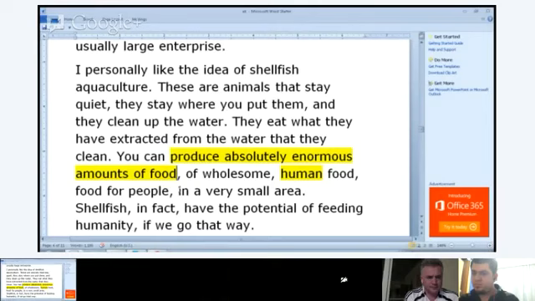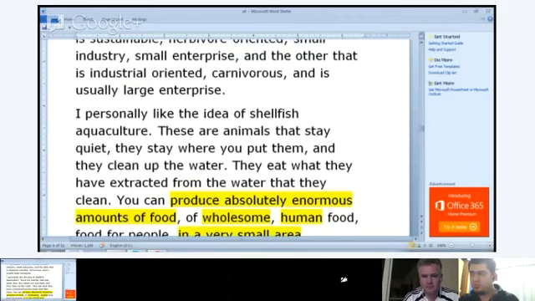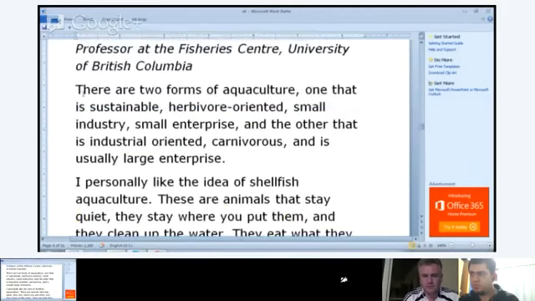And what kind of food is it? How does he describe shellfish as a food? Wholesome means very healthy. And it's food for people. It's very, very good quality food. And so, great. Some other comments? What were his comments in this first paragraph here?